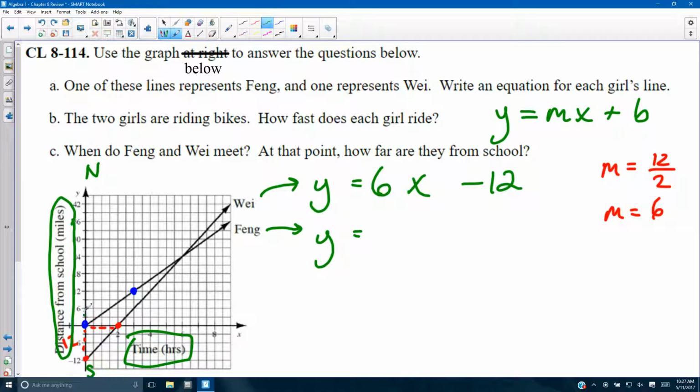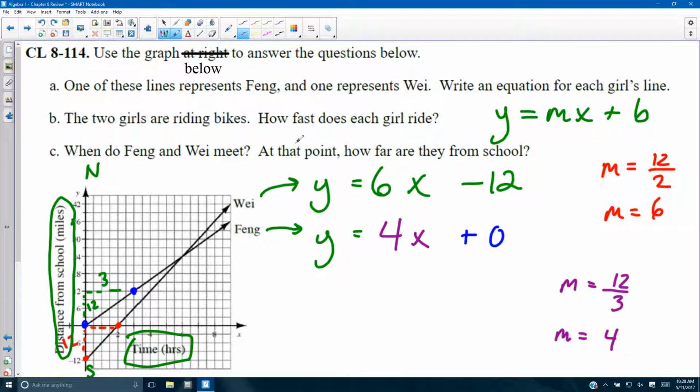Okay, so I'm going to rise from 0 to 12. That number's 12. I'm going to run from 0 to 3. That number's 3. Feng starts at 0, plus 0, and she rises 12 and runs 3. Every 3 hours, she travels 12 miles, that flat rate. So every 1 hour, she travels 4 miles. So her equation is y equals 4 times x plus 0. Better yet, just y equals 4x.